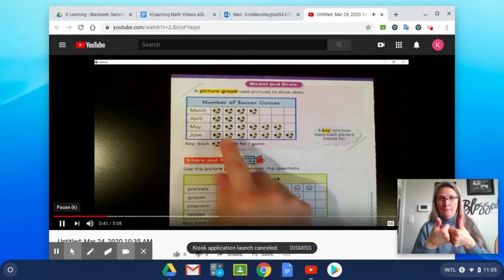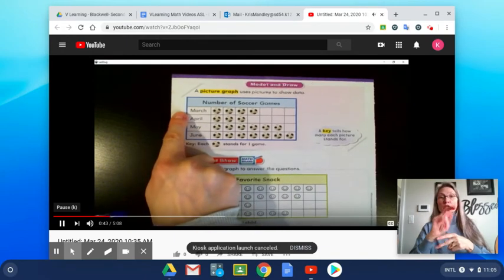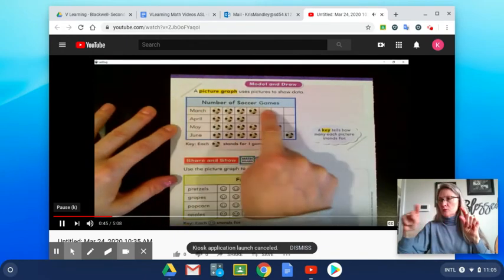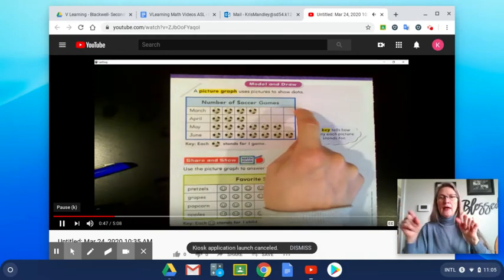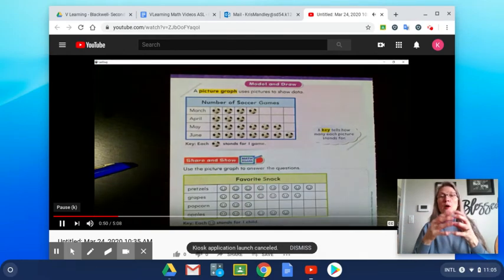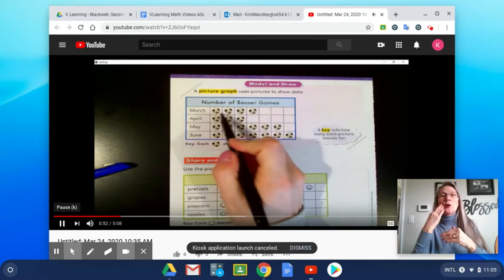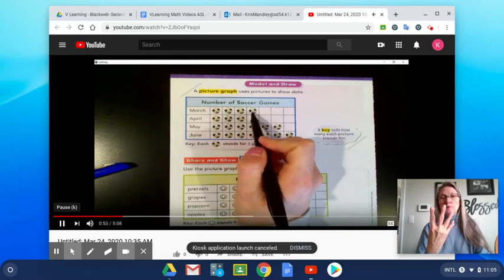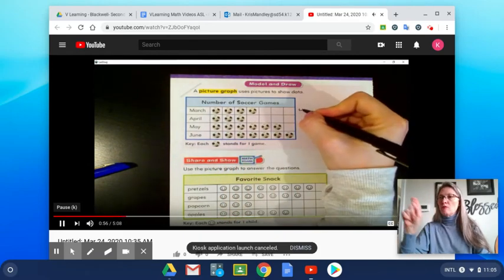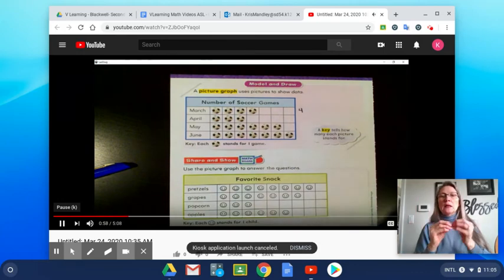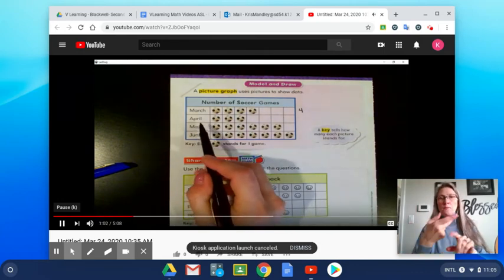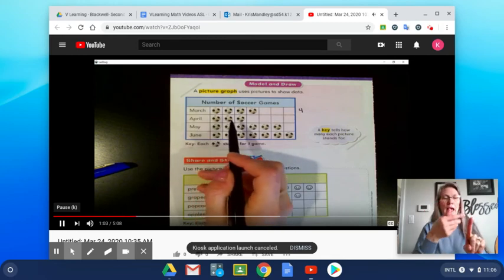When I look at March, I'm going to go across like this. So if I count the number of soccer balls in March, I know that I have 1, 2, 3, 4. I'm going to write 4 to the side because 4 is the number of soccer games that I have in March. Looking at April, you can see that there's 1, 2, 3.